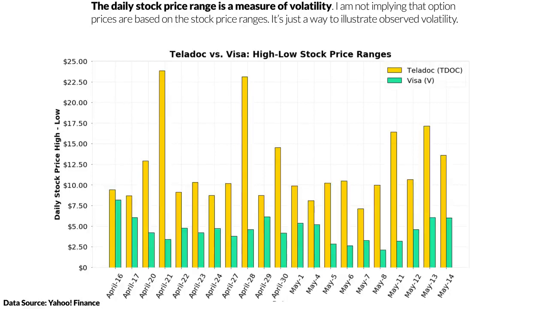But if we look at the high to low range seen in Teladoc shares, we can see that the high to low range was somewhere around $13 to $14. So the stock price range in Teladoc on May 14th was twice the magnitude, or twice the range, as the daily range seen in Visa shares on that same day. That is a measure of stock price volatility, how much the stock price has moved on a trading day.